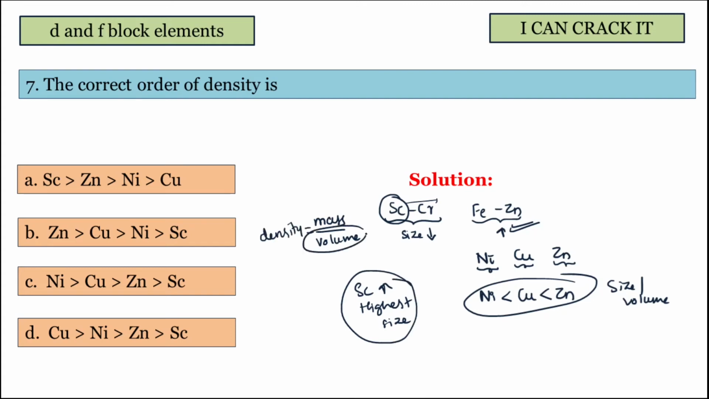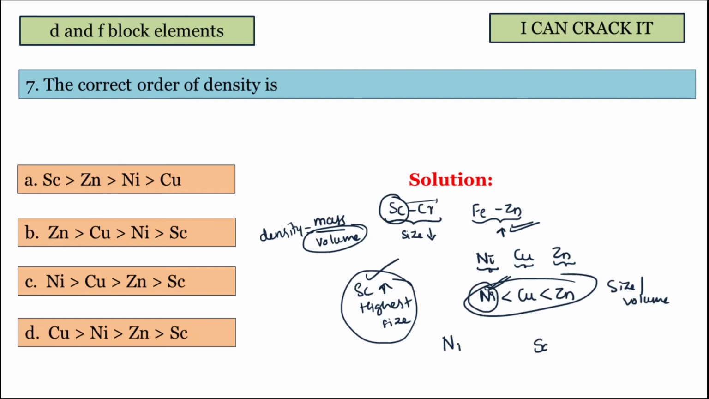Volume is related to size. So if more volume, less is the density. So Sc has the highest size, highest volume. That means it should have less density. So Sc has to be at the end. And what about Ni? Ni has less size, so it should have more density.